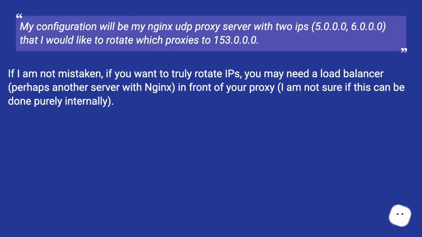My configuration will be my NGINX UDP proxy server with two IPs 5.0.0.0, 6.0.0.0 that I would like to rotate, which proxies to 153.0.0.0. If I am not mistaken, if you want to truly rotate IPs, you may need a load balancer, perhaps another server with NGINX, in front of your proxy. I am not sure if this can be done purely internally.